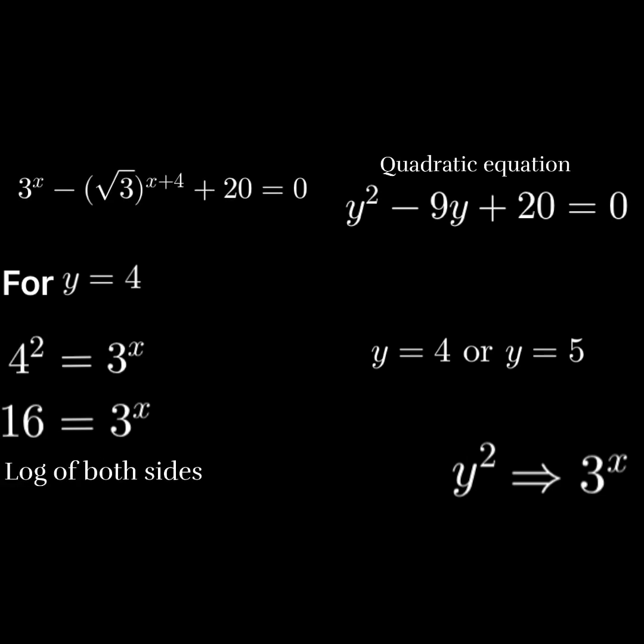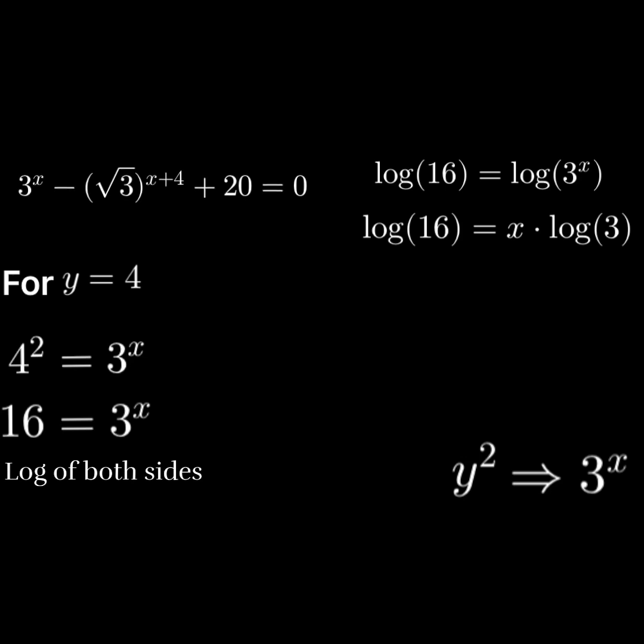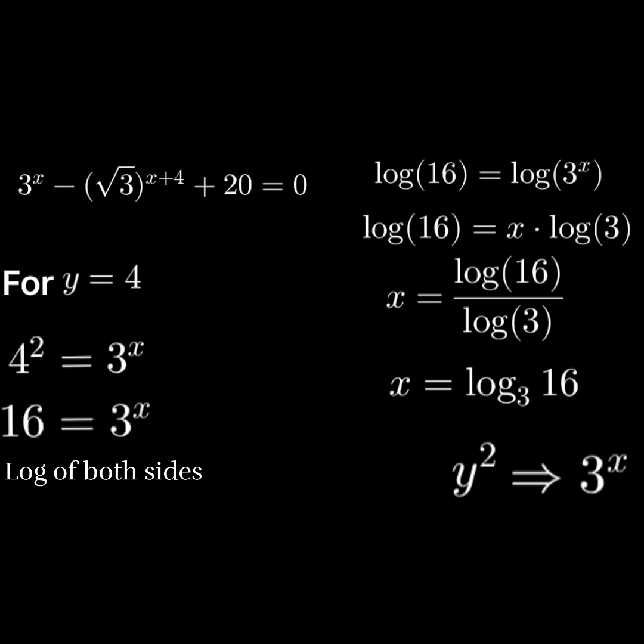Finding the logarithm of both sides, we now have log 16 equals log 3 to the power of x. From one of the laws of logarithm, log 3 to the power of x can be expressed as x log 3. Hence we now have log 16 equals x log 3. Therefore, if we make x the subject of the formula, we have x equals log 16 over log 3. And in conclusion, x is equal to log 16 base 3.